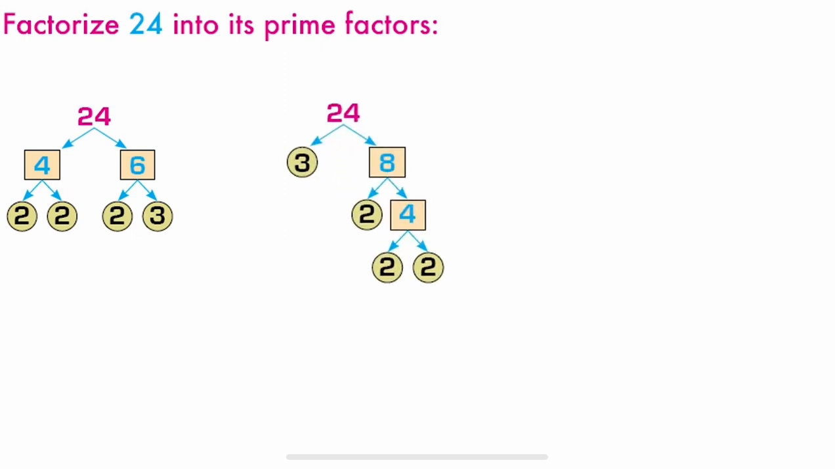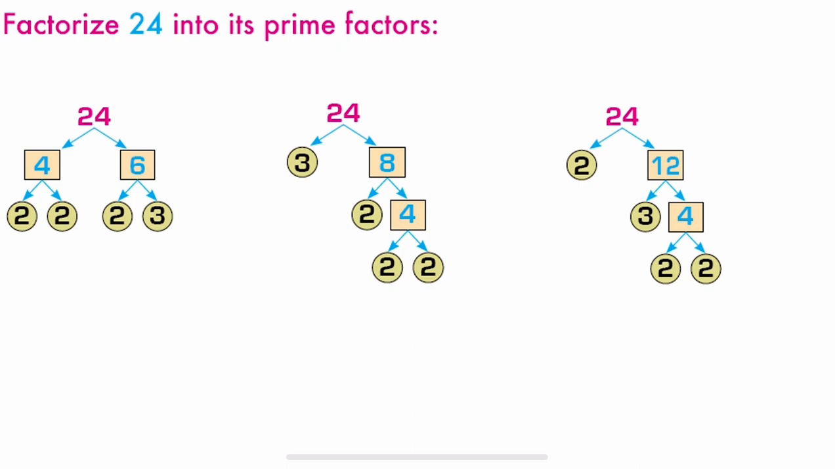Or we can use 3 times 8. 3 times 8 also equals 24. So we can write that 8 equals 2 times 4 and 4 equals 2 times 2. And we can use other numbers like 2 times 12. 12 equals 3 times 4 and 4 equals 2 times 2. We put prime numbers in circles.